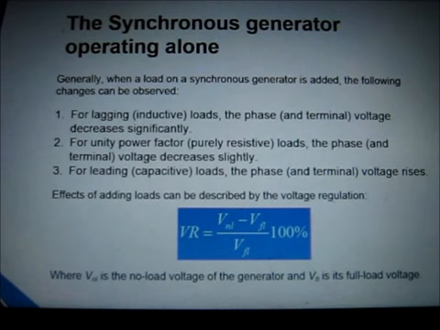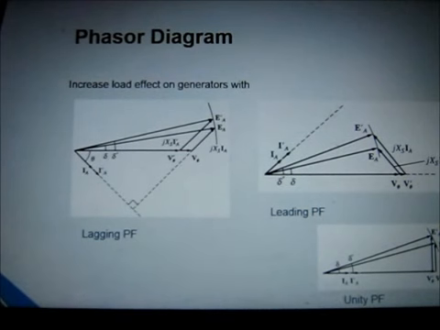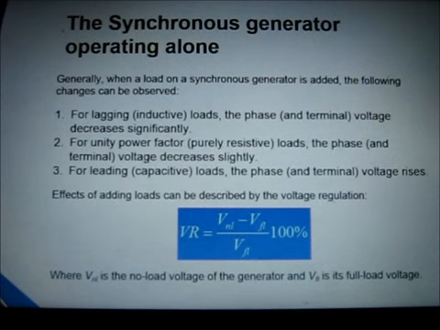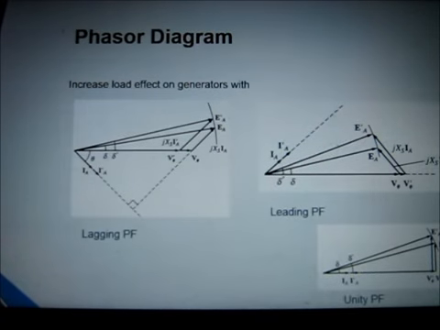In case of unity power factor, that is the purely resistive circuit, the phase and the terminal voltage decrease slightly. There is a very little decrease in case of unity power factor as compared to the lagging one. And for the leading, that is the capacitive type, the phase voltage rises very abruptly. Here is an abrupt rise of the phase voltage.